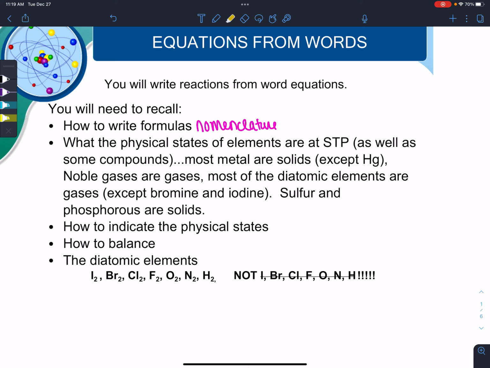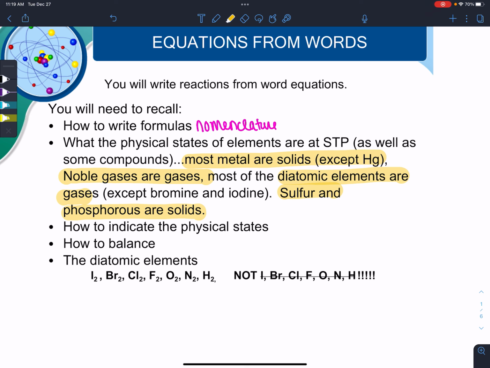Remember, most metals are solids, except for mercury, that's a liquid. Noble gases are gases. Most of the diatomic elements are gases. And then sulfur and phosphorus are solids. So you are going to have to memorize those physical states. You're going to have to know how to indicate the physical states. So gas, solid, liquid, or aqueous. That's from lesson 1 of this unit.